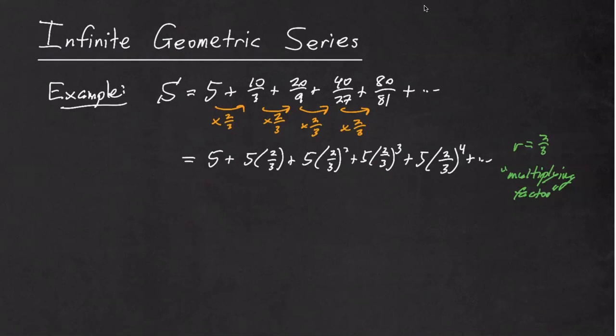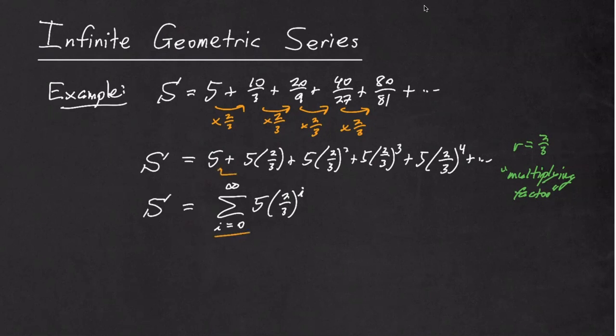And so we could write this way. We could also write it in summation notation if we like. It's the sum from i equals 0 to infinity, 5 times 2/3 to the i. Notice that we started at i equals 0 because there's a 2/3 to the 0 power right here. So we would start counting from 0.